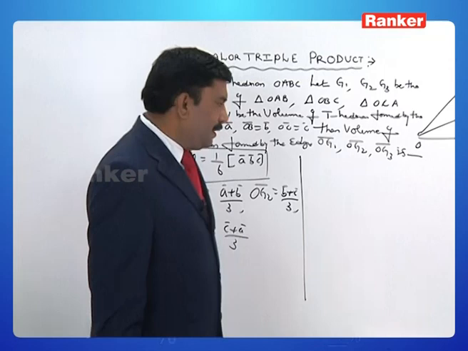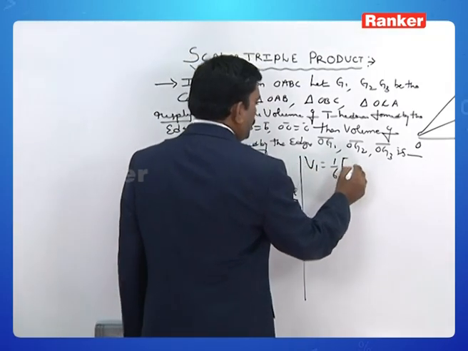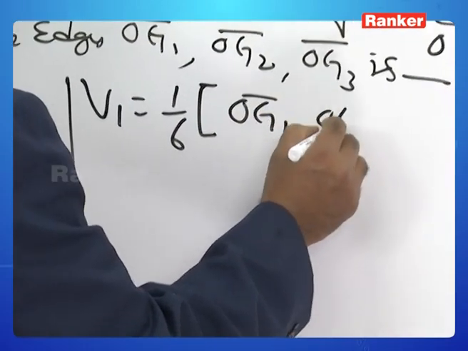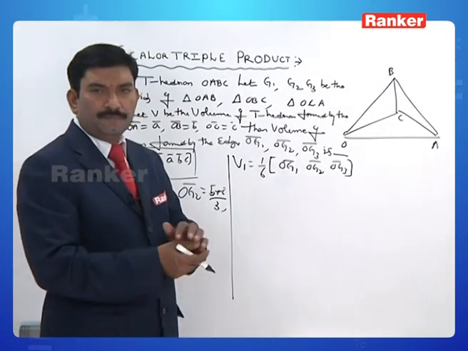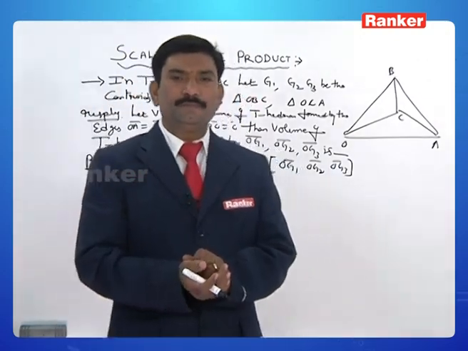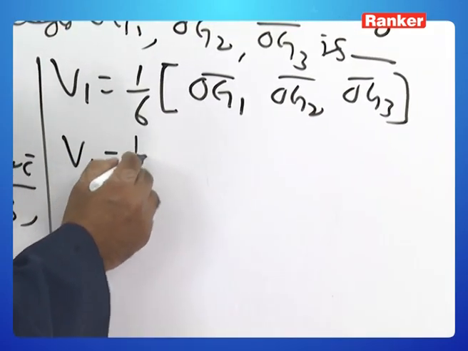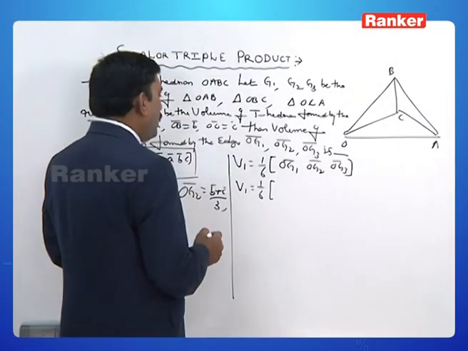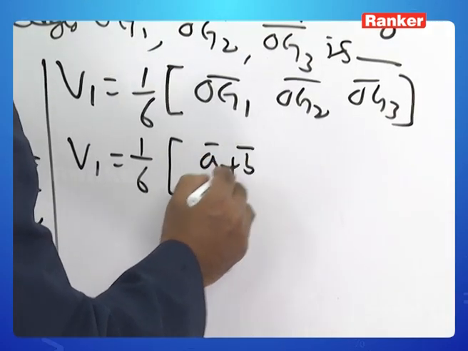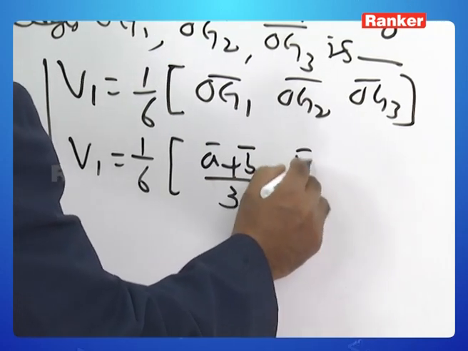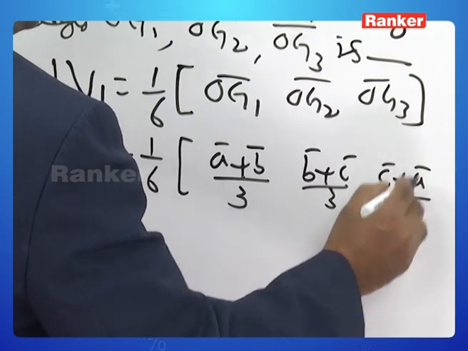Followed? Now let us see. V1 is equal to 1 by 6 into box of OG1, OG2, OG3. Now what I do is V1 is equal to 1 by 6 into, what is OG1 bar? A bar plus B bar by 3. This is B bar plus C bar by 3. C bar plus A bar by 3.